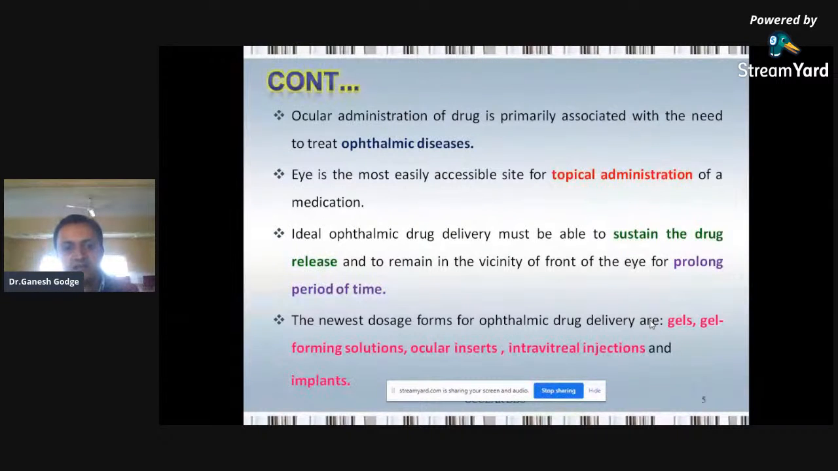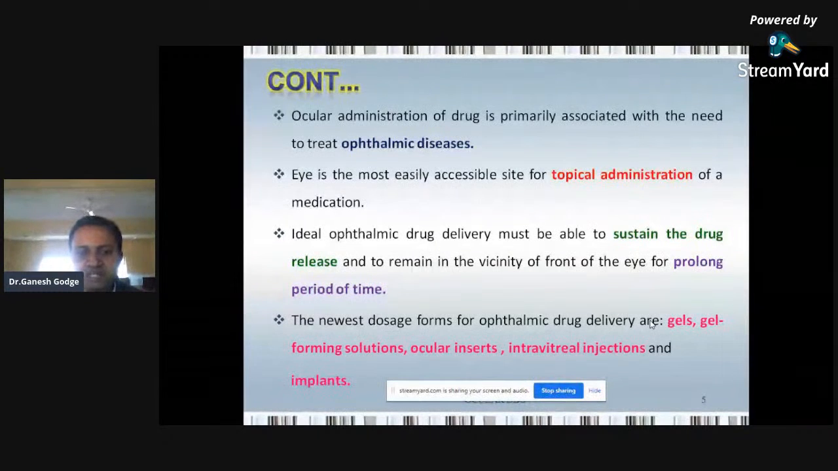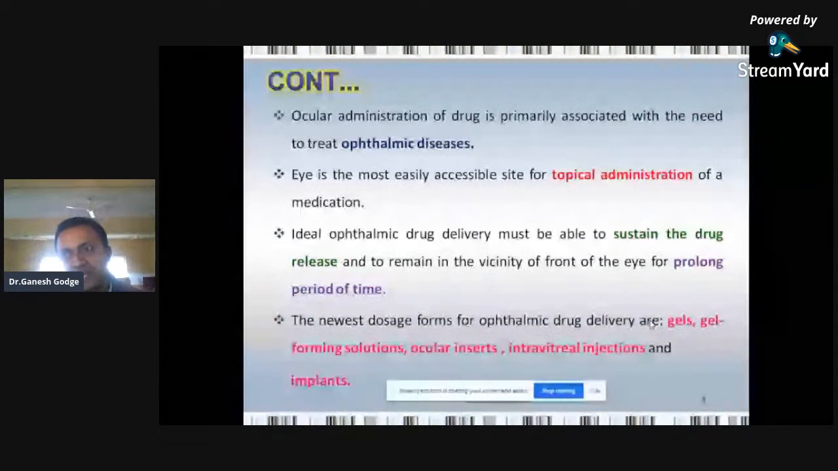On the other hand, NODS, the new ophthalmic preparations, ensure a prolonged period of contact time, like gel forming solutions. Gel forming solutions are also called in situ formulations. In situ formulations means that at the time of instillation they are in liquid form, but whenever they come in contact with the tear fluid, they convert themselves into gel consistency.